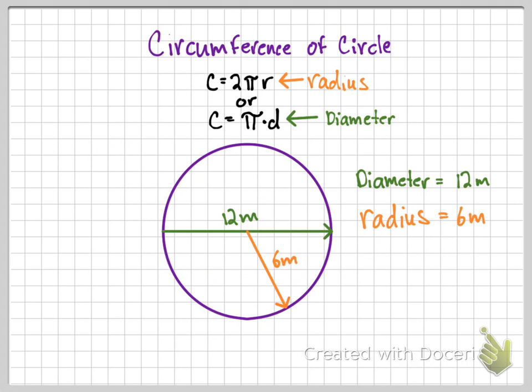For this next example, I'm going to show you how to use the formula to find the circumference of the circle. Remember that the circumference is the measurement around the circle. So I'll first start off by pointing out the radius and then the diameter for each one of the formulas. These are the two formulas I can use.